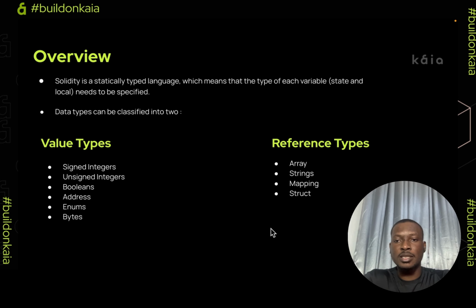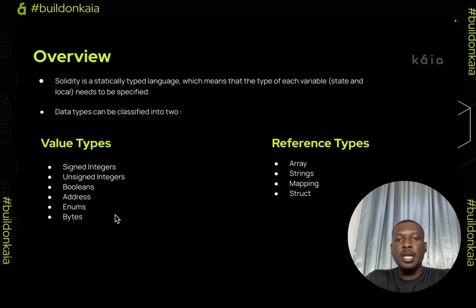Having said that, data types in Solidity can be classified into two. We have value types and we also have reference types. Explaining the various value types, we have signed integers, unsigned integers, booleans, address, enums, and also bytes. Moving to reference types, we have arrays, strings, mappings, and also structs.